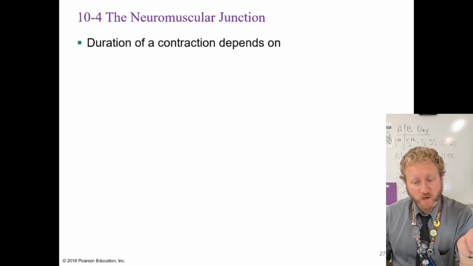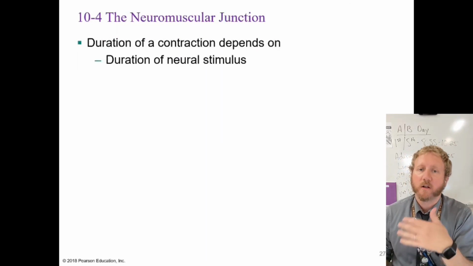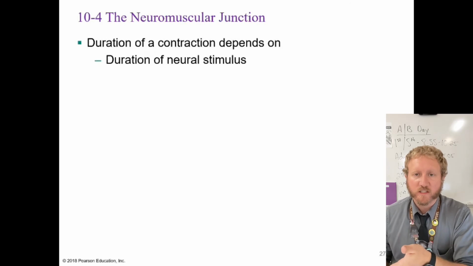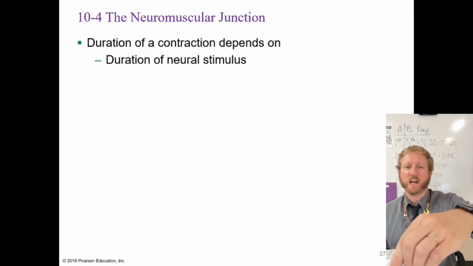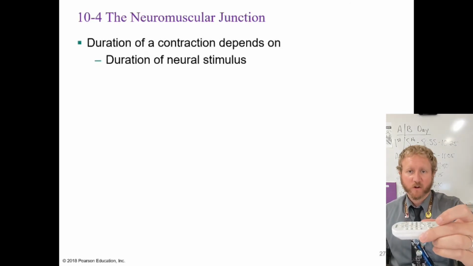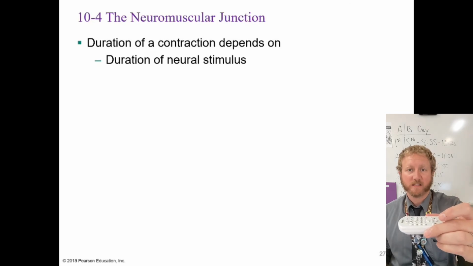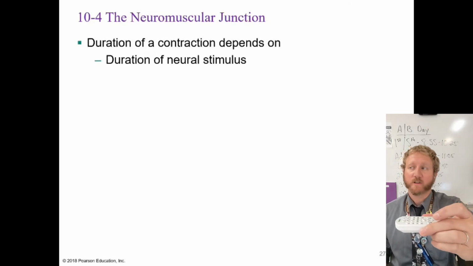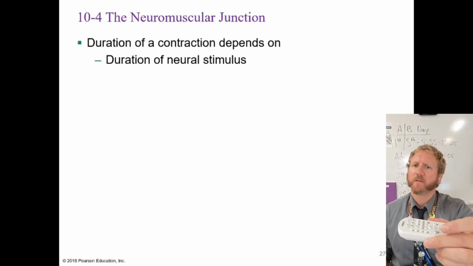How long the contraction lasts is going to depend on the duration of the neural stimulus. How long are you telling your muscles to do that? So if I'm holding this up, right now I'm telling my muscles to contract and hold this up here, and they will continue to hold this until my brain tells them to stop, or stops telling them to do so, I think is a more accurate description.